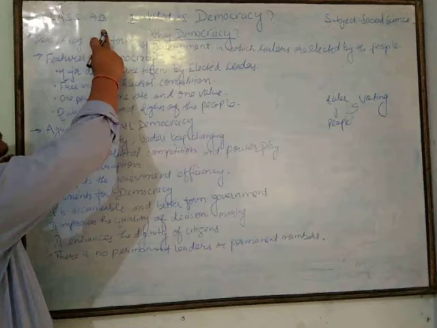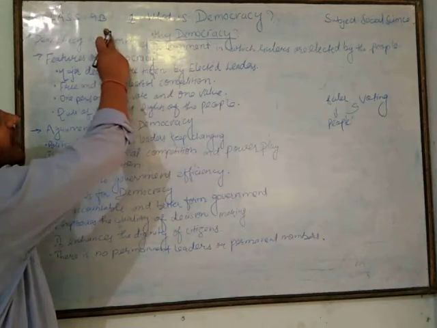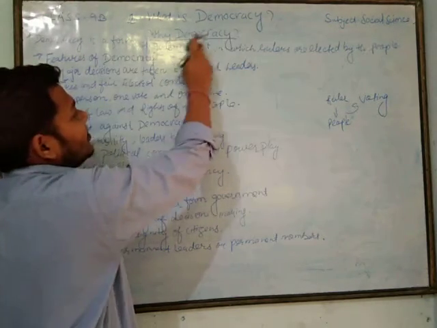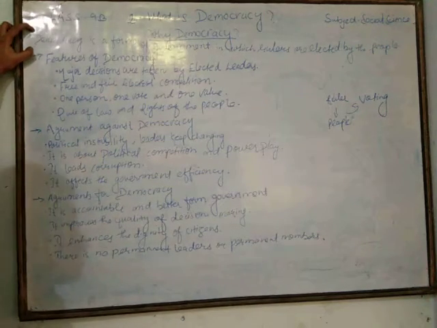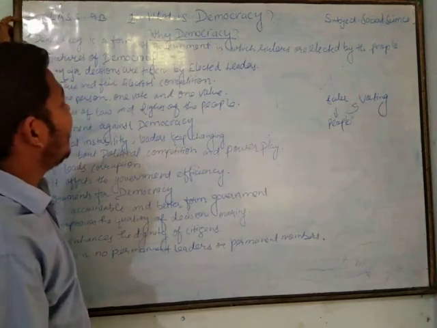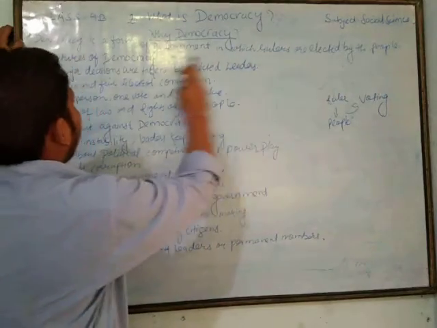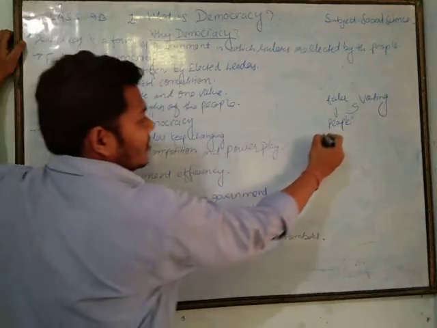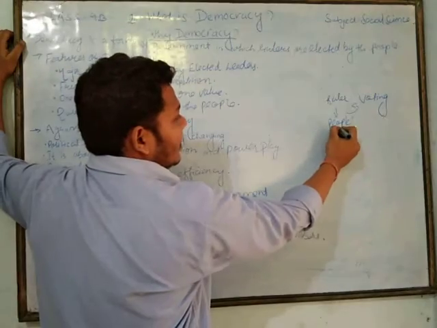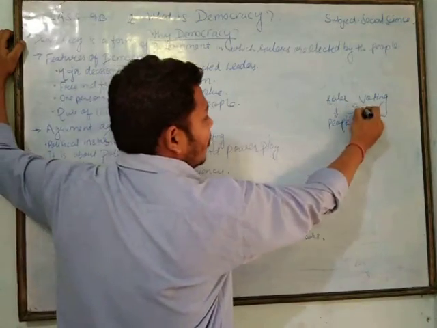We will study chapter 2 of standard 9, which is called What is Democracy and Why Democracy. First we will come across what is democracy. Democracy is the form of government in which rulers are elected by the people. How are these rulers elected? These rulers are elected by the process called voting.